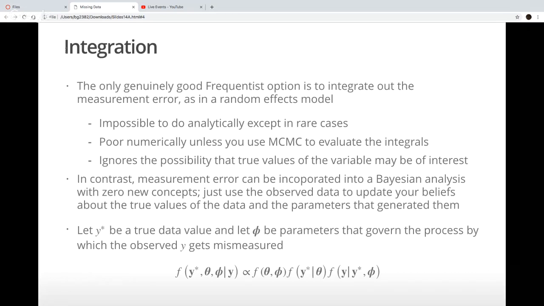So no new concepts, just using the multiplication rule 3 times instead of 2, or there's 3 terms in the multiplication rule instead of 2. But there's no new ideas at all here.